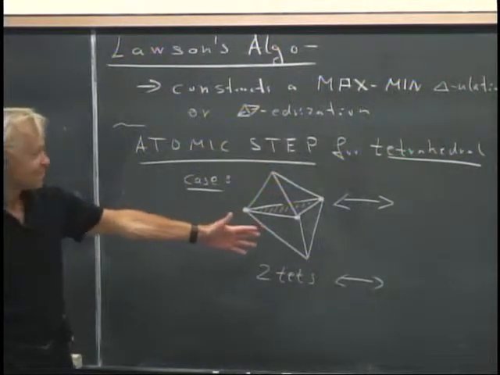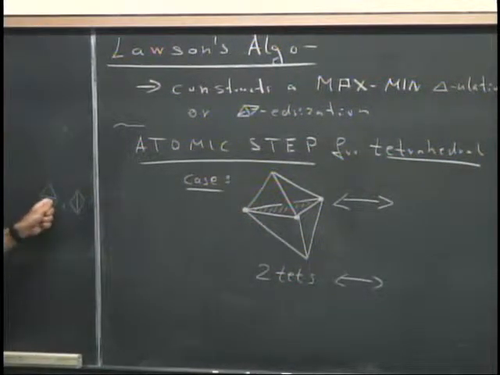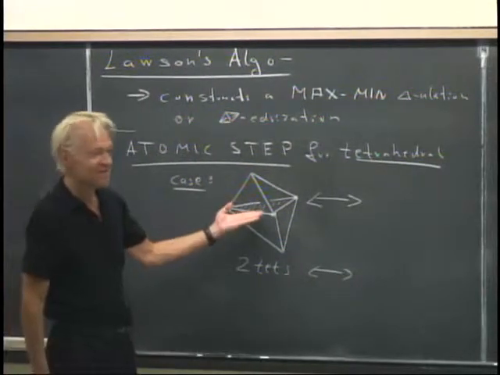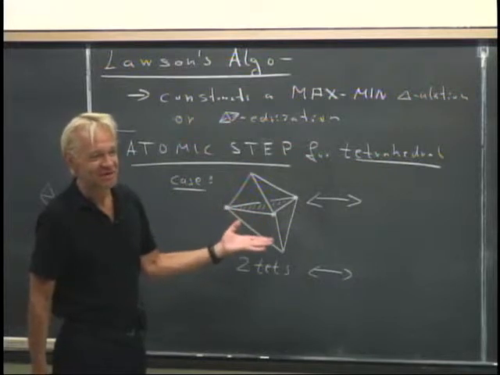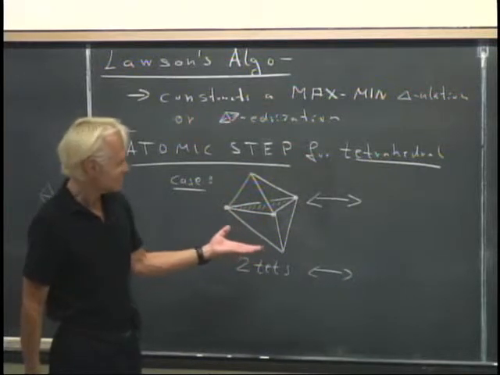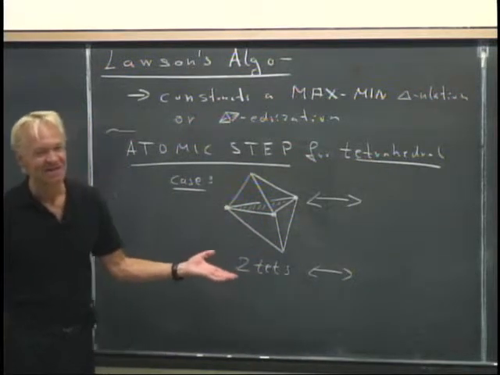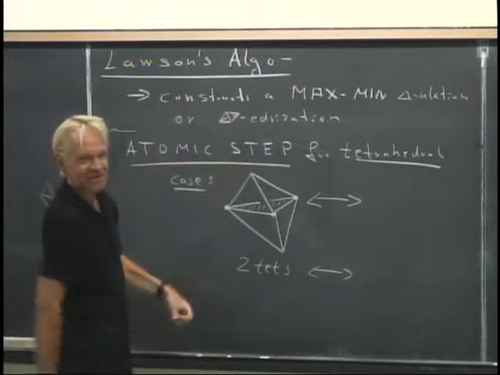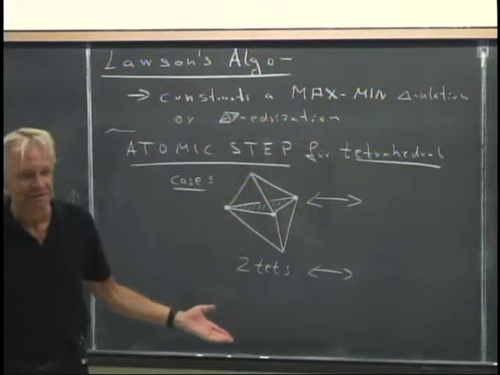What happens here? Here I swapped the shared edge from this edge to this edge, and here I have a shared face, so obviously you have to swap a face, right? Or how do I swap this face? It's just two tets sticking on top of each other, right? So what do you swap there?